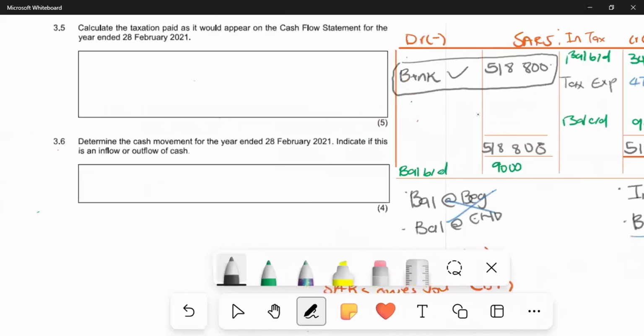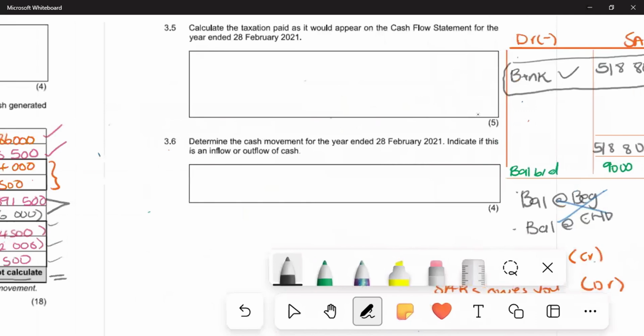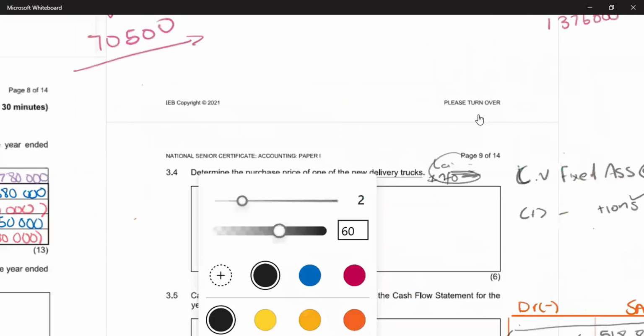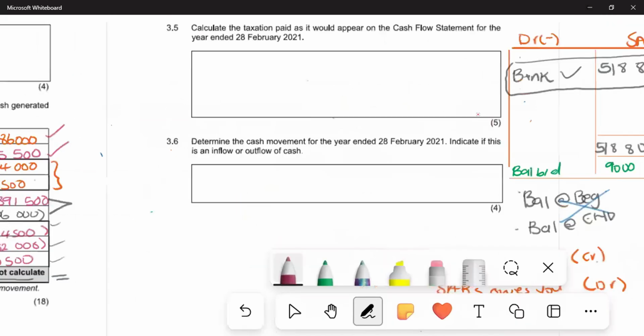Now, moving on to the next question. The last question wants us to determine the cash movement for the year end. Now, remember, there are two ways of calculating your cash movement. So this is the last part, basically, of your cash flow statement. Remember, the last part has to do with your cash and cash equivalents, right? So you take cash and cash equivalents at the beginning minus your cash and cash equivalents balance at the end.